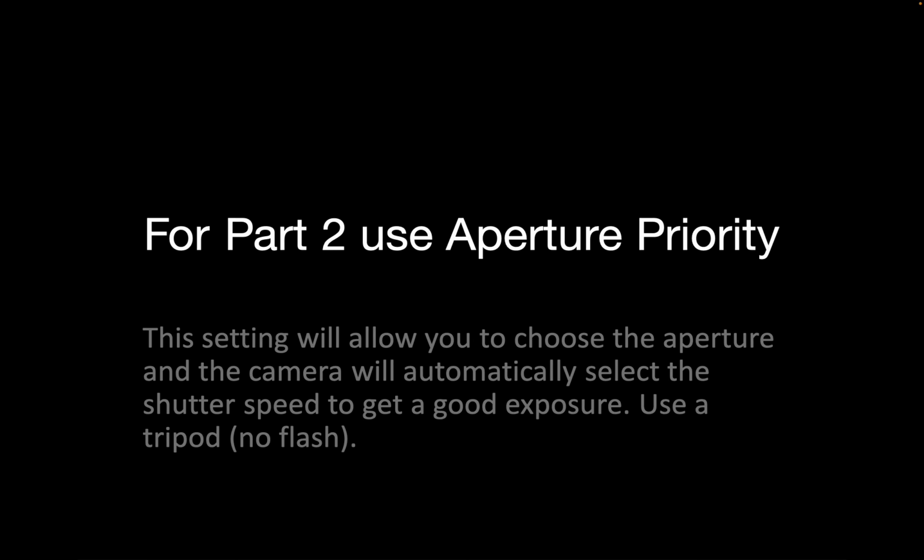Alright, the second part is going to be changing your aperture to control your depth of field. So we're going to be using a large aperture number and a small aperture number, which are opposites when you think about it. But the large number gives you a small opening, gives you more depth of field. A small number gives you a large opening, which gives you shallower depth of field.